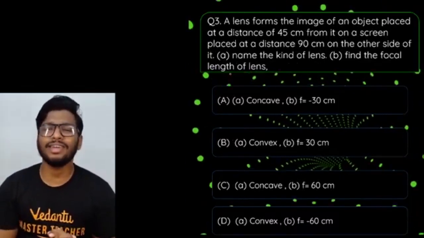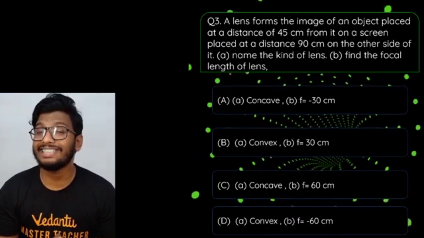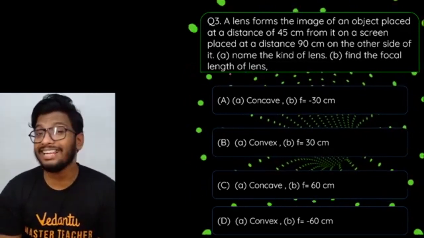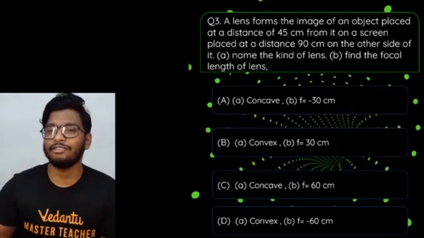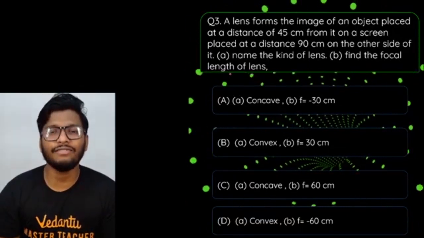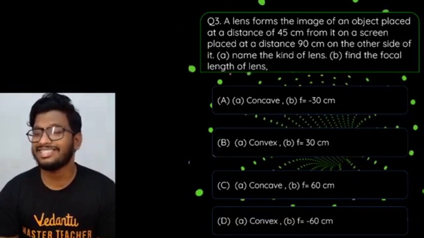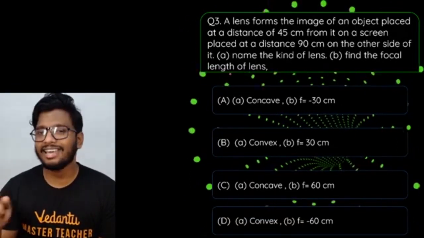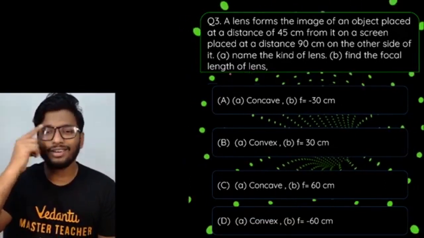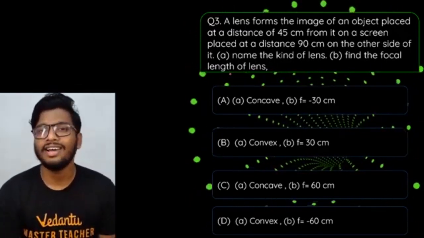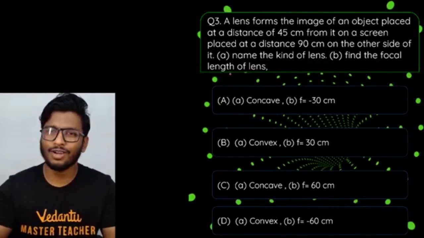A lens forms an image of an object placed at a distance of 45 centimeters from it on a screen placed at a distance of 90 centimeters on the other side of it. Name the kind of the lens and find the focal length of the lens. Is it a concave lens and the focal length is minus 30 centimeters? Is it a convex lens and the focal length is 30 centimeters? Is it a concave lens with a focal length of 60 centimeters or a convex lens with a focal length of minus 60 centimeters? Go ahead, guys.